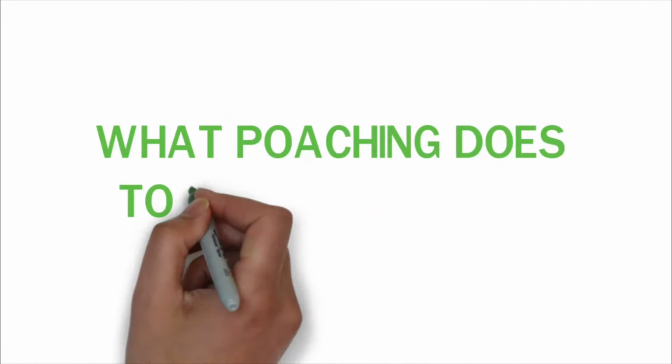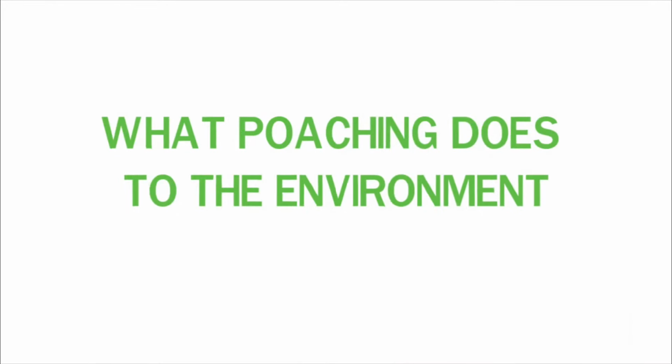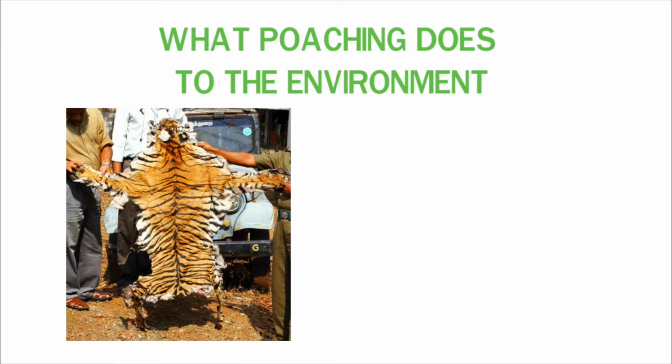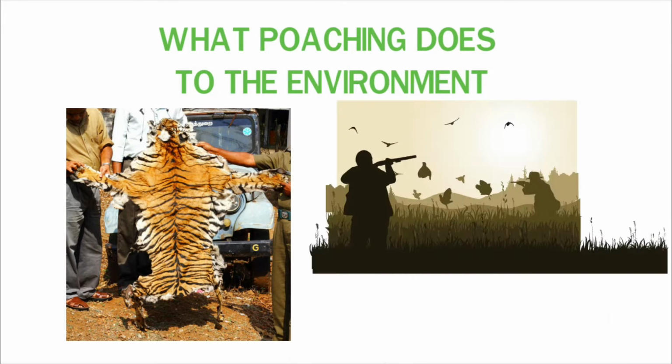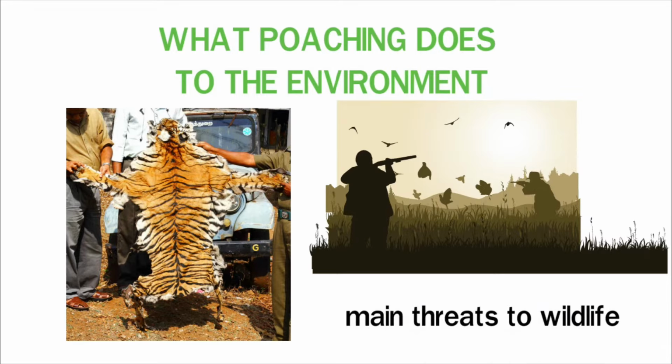What poaching does to the environment. A practice called poaching is when people illegally hunt or capture wildlife. A lot of poached animals end up being killed in the process of being caught and killed. Today, poaching is one of the main threats to wildlife.